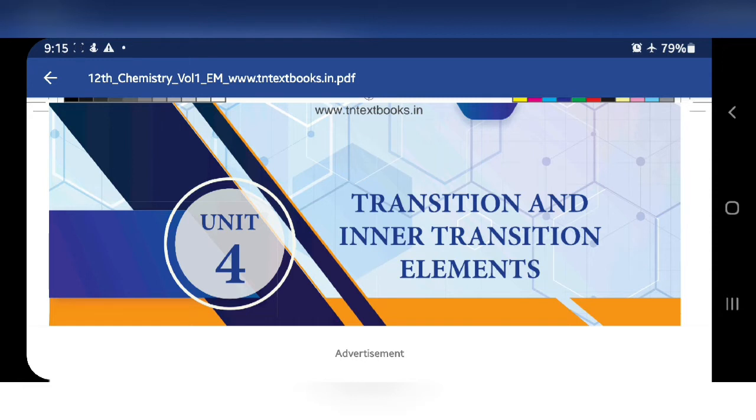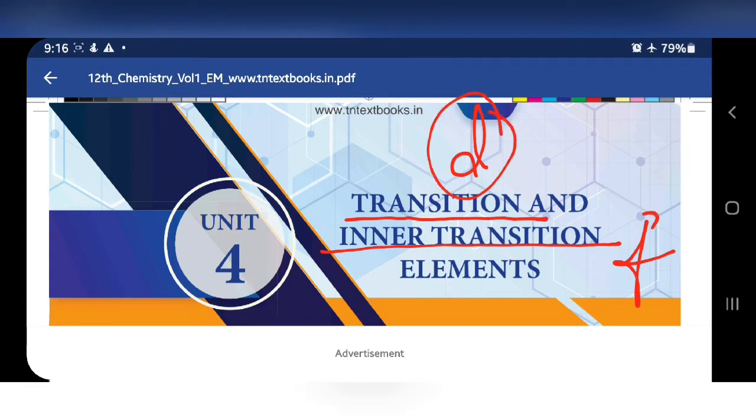Next, we are going to start the fourth lesson, that is transition and inner transition elements. Usually, D block elements are called transition elements and F block elements are called inner transition elements. So, in this lesson, we are going to study about D block elements and F block elements.